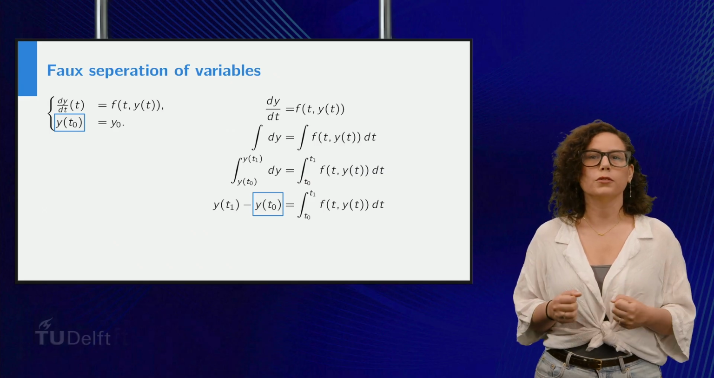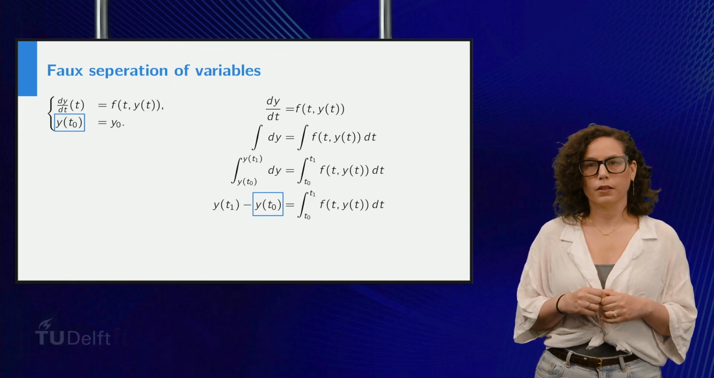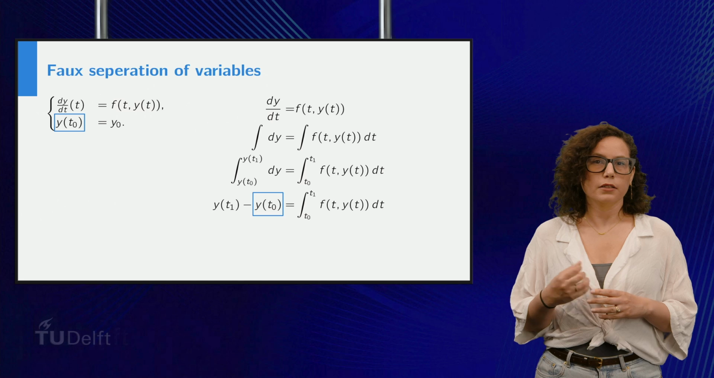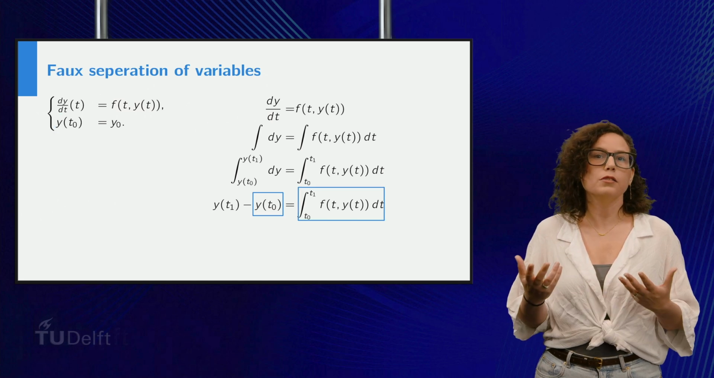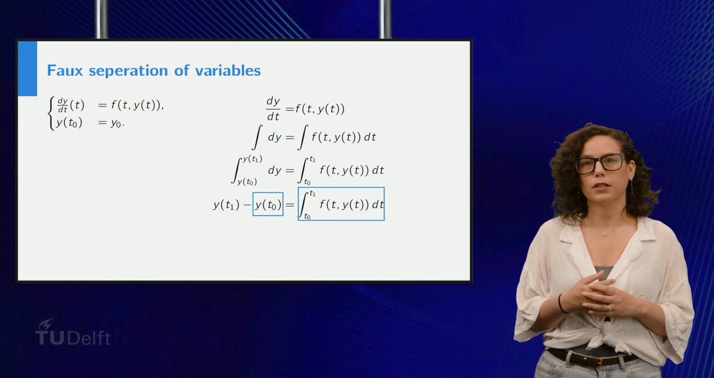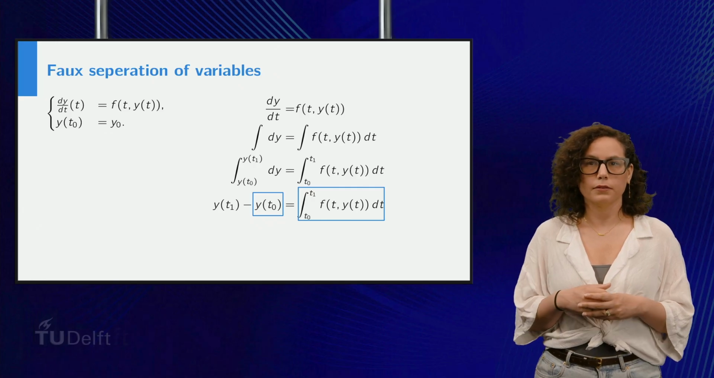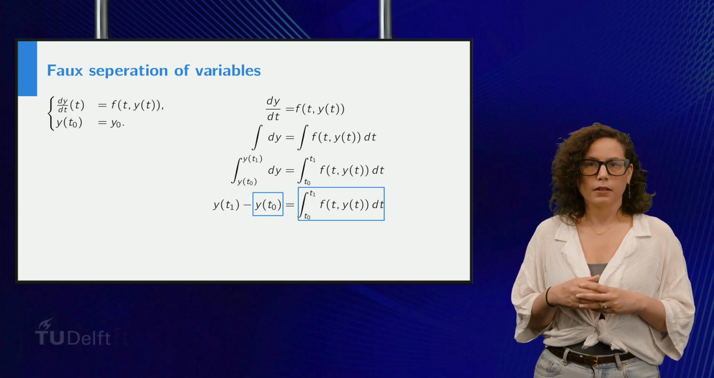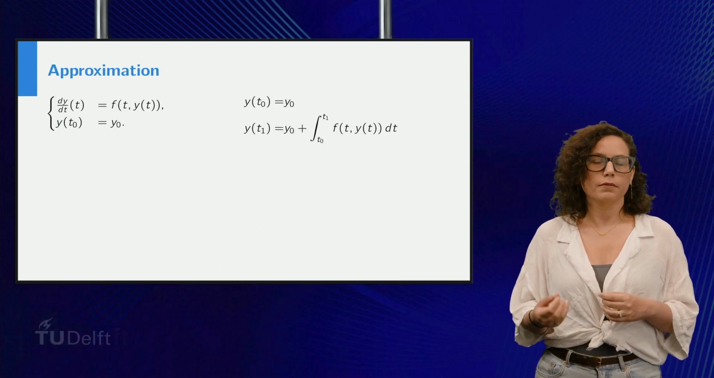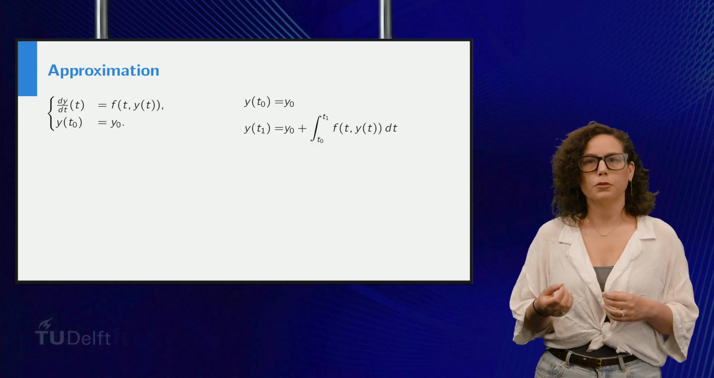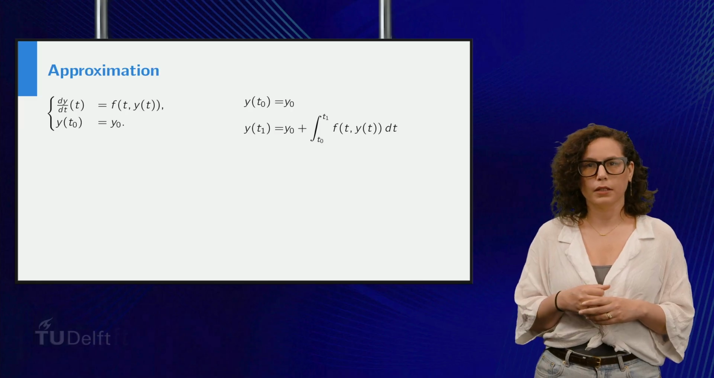This is why it's important to start from an initial value problem and not just a differential equation. We also see that the integral on the right-hand side is now a definite integral and can thus be approximated using any of the numerical integration methods you've previously seen. For example, the left rectangle rule. The final approximation of y at time t1 is the initial condition plus the numerical approximation of the integral of f from t0 to t1.